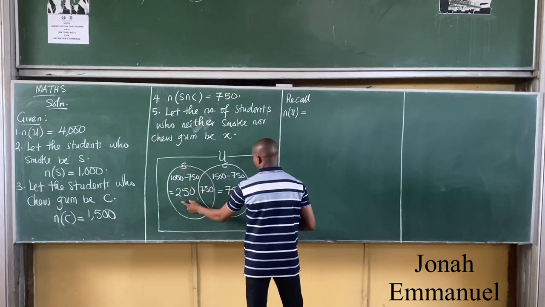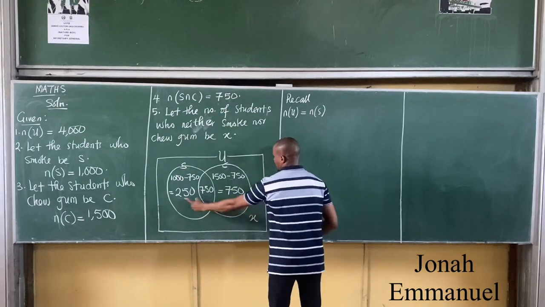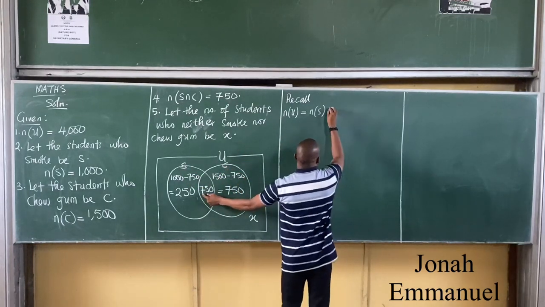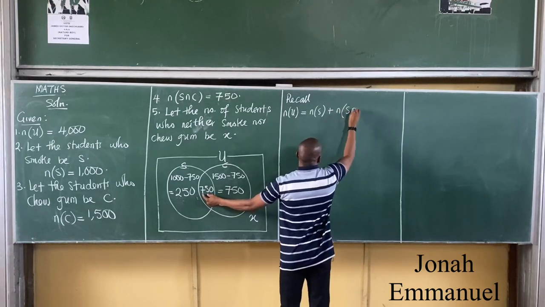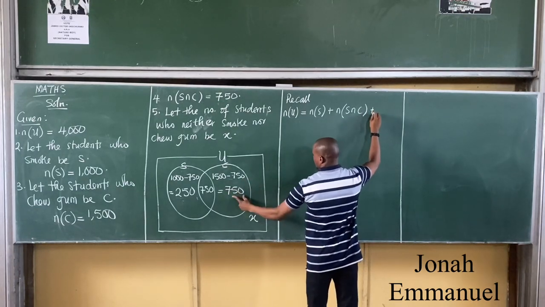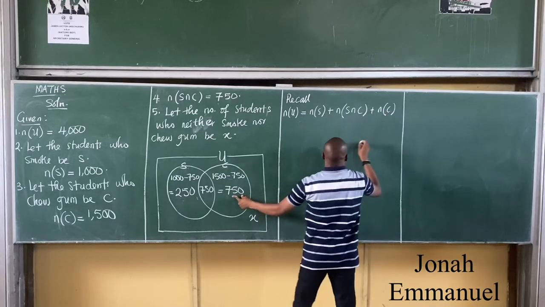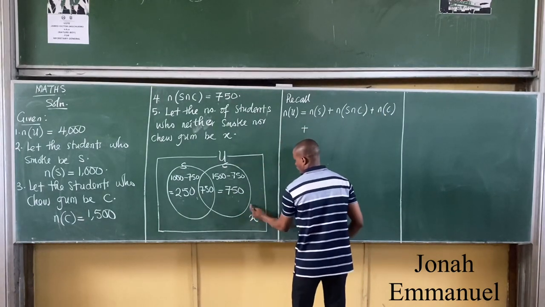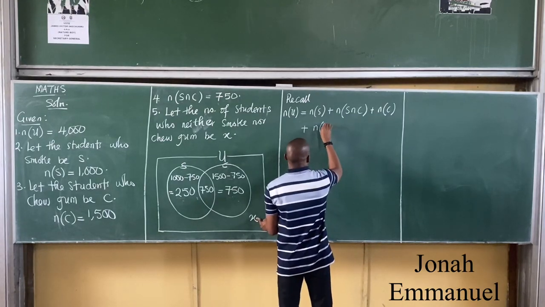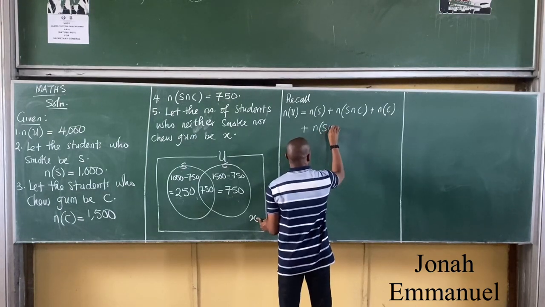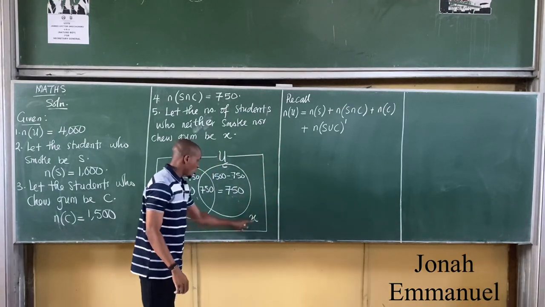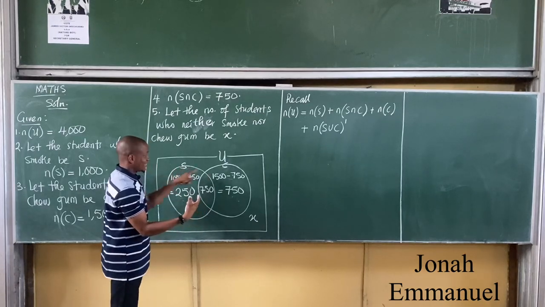N of S. So it becomes N of S. This space, we call it what there? S intersection C. So next up, plus the total number of S intersection C. This part here becomes N of C. Plus, what's this part here? How do you call this? In set notation, what do you call it? S intersection C. You find this earlier from here. So this part is equal to S union C prime.